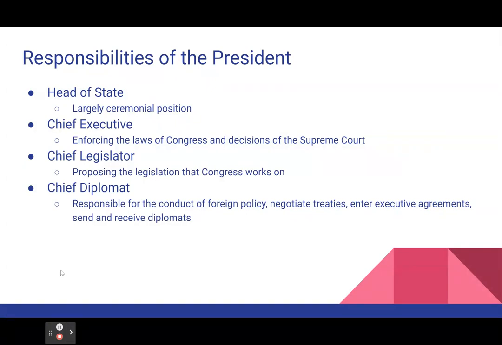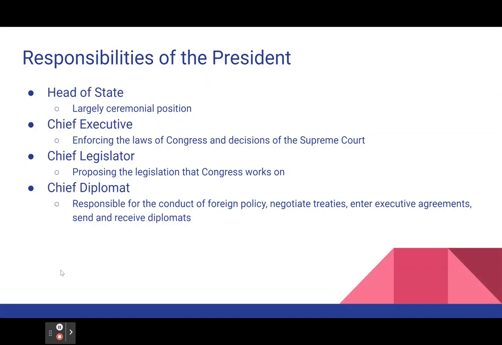Also, in terms of diplomacy, one of the things that the president has to remember and has the power to do is grant diplomatic recognition. In other words, recognizing another government as legitimate. In other words, this is a real government, and therefore we are open to doing business with them. We are open to trade with them. We are open to peace treaties with them, that sort of thing.